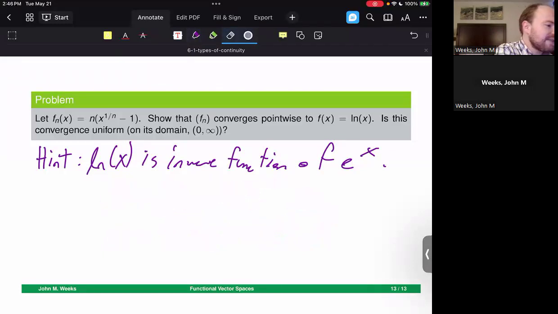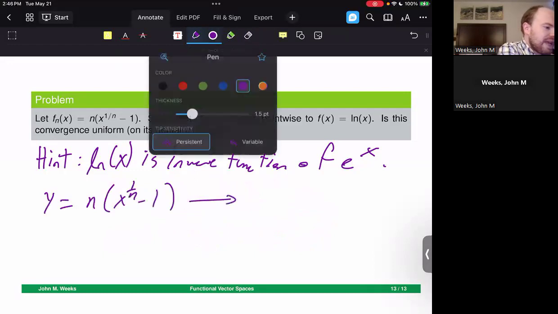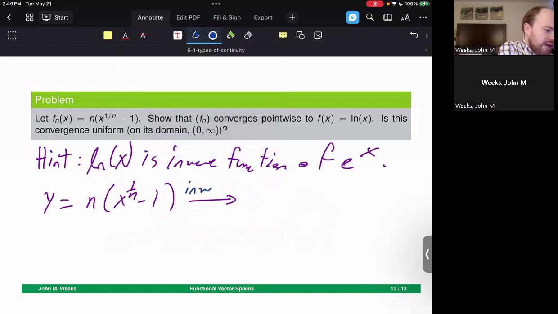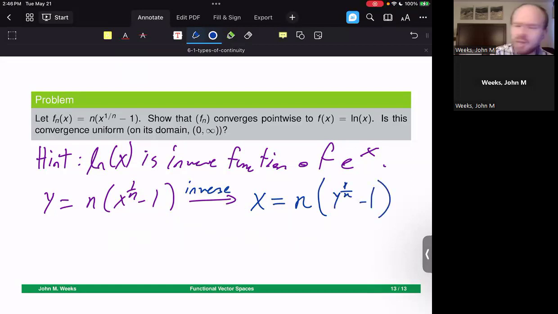So this e to the x is the inverse function of the natural log of x. So let's say what happens when I take y equals n times x to the 1 over n minus 1 and make it like I'm taking an inverse for this function, or trying to solve for the inverse. Remember, inverse functions is the flip over y equals x. So I'm going to be solving for the value y when x is equal to n times the quantity y to the 1 over n minus 1. And I'm going to go through and solve for y.